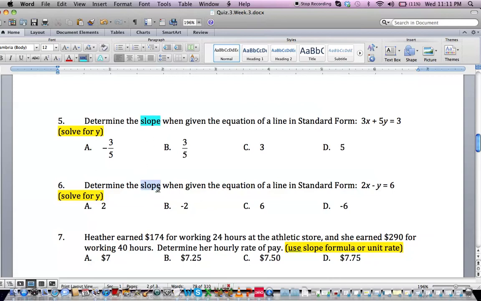Okay? Number 6 is the same thing. It says determine the slope when given the equation of a line in standard form. 2x minus y equals 6. Again, you're going to solve for y. And once you solve for y, you're going to figure out what the slope is. Okay?